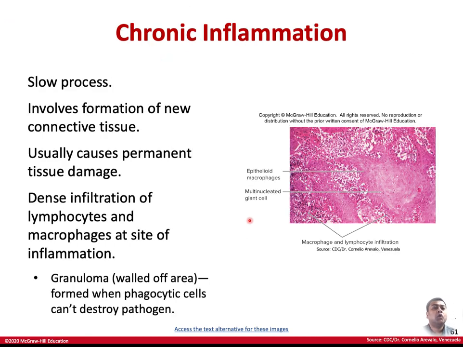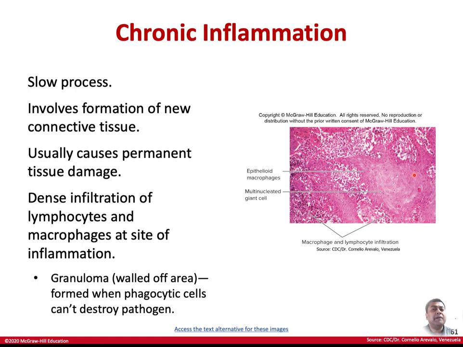On the other hand, chronic inflammation is a slow process compared to acute inflammation. The slow process involves the formation of new connective tissue and usually may cause permanent tissue damage. And a granuloma is a well-organized mass of cells and proteins resulting from a chronic inflammatory response. The epithelioid macrophages in this granuloma contrast with a large number of normal macrophages surrounding it. So a granuloma is a walled-off area formed when the phagocytic cells cannot destroy the pathogens.